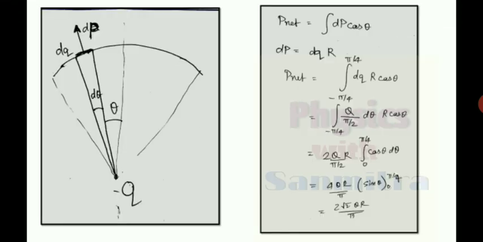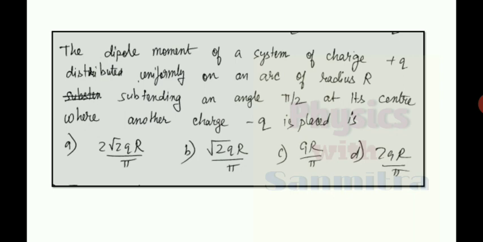So let me find out here. What is dp? dp is dq into r. What is dq? For this total angle pi by 2, the total charge is q. So for this d theta angular displacement, dq is q divided by pi by 2 into d theta. So from minus pi by 4 to pi by 4, q by pi by 2 into d theta into r cos theta. So 2q r by pi by 2, integration of 0 to pi by 4 cos theta d theta. That will come out to 2 root 2 qr by pi. So my correct answer is option A, 2 root 2 qr by pi.